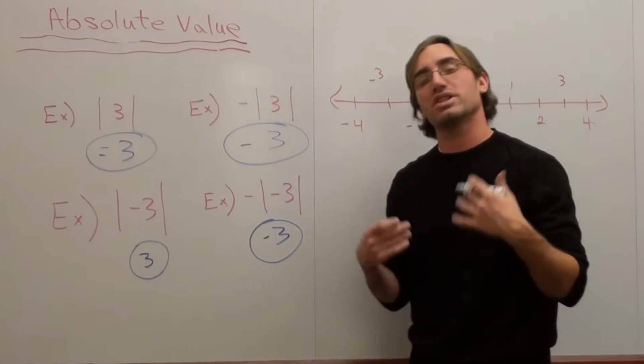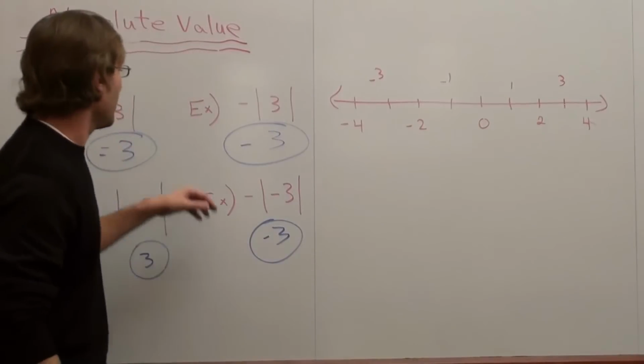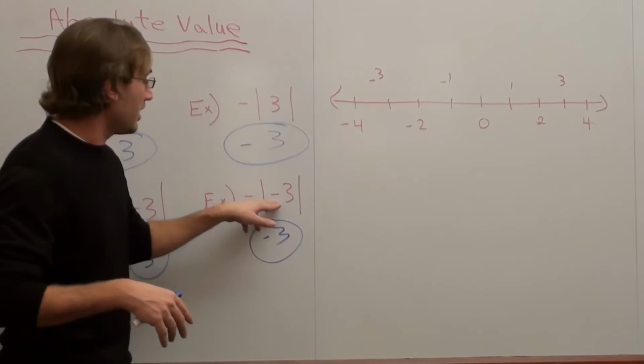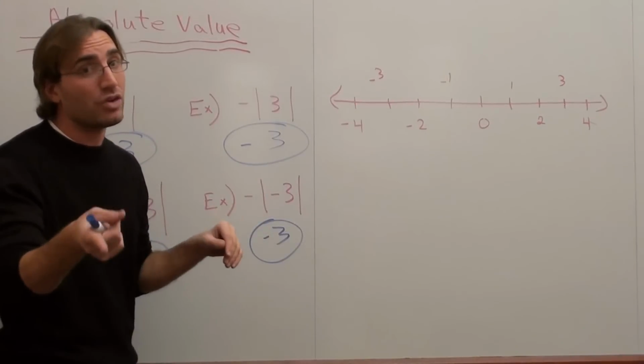So the absolute value is the distance away from 0. So be careful of that. That's one thing I should warn you about. If the negative is inside after you've done all your simplifying, then the negative goes away. But if it's outside, it doesn't go away. Something for you to keep in mind.